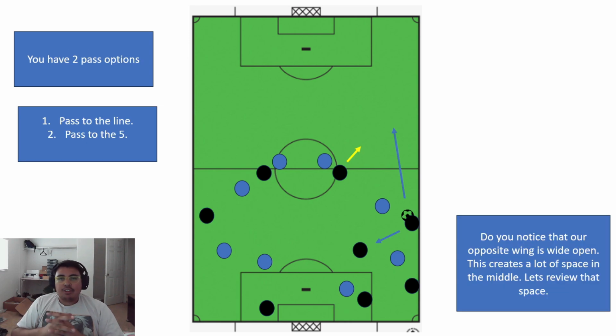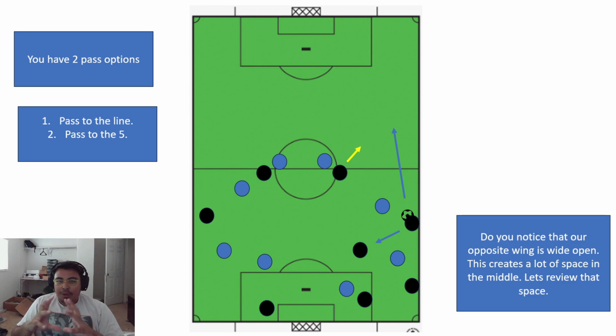You have two pass options once again. You can pass to the line, which is going to be our striker, who can move into that gap that we have created, or you can pass into the middle so we can exploit that gap that we're also creating there. Do you notice that our opposite wing is wide open? This creates a lot of space in the middle.